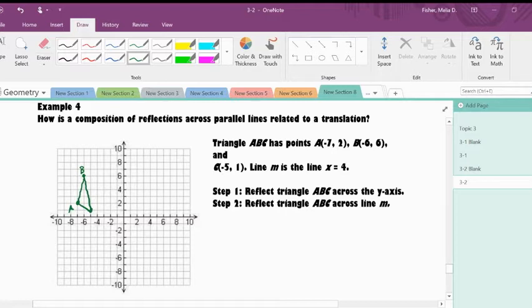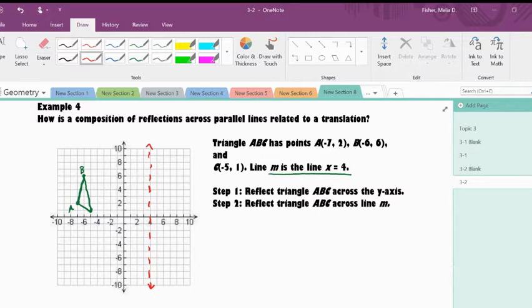So hard to write with this pen. Please try to be really precise in your drawing. It's going to be easier for you to see. So we have line M is the line x equals 4. So that means that line M is this line right here. It's an invisible line that we have on this graph everywhere that x equals 4. That's a vertical line. That should be a review concept for you.